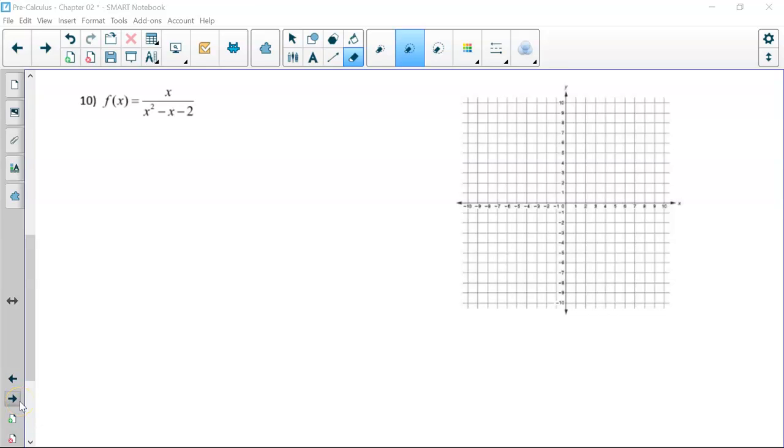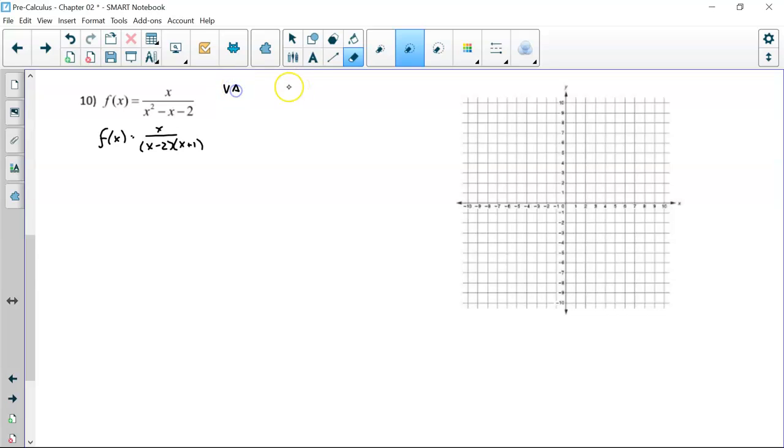Welcome back to section 2.6. We're going to be doing some more graphing. So once again, we're going to start. Now for this one, we'll start by factoring f of x. We'll factor the denominator. It's x over, and when you factor, you get x minus 2 times x plus 1. It's just going to make finding those asymptotes a little bit easier.